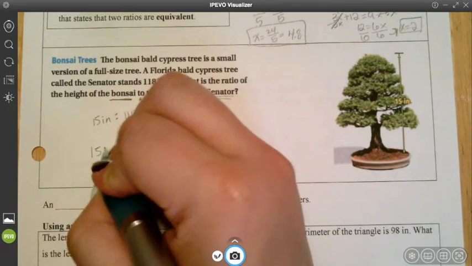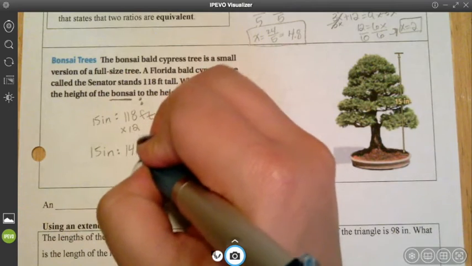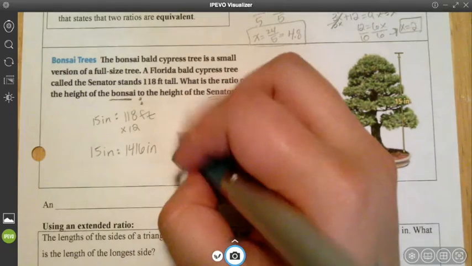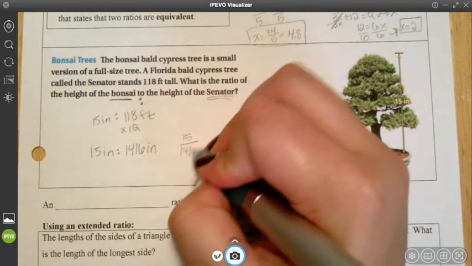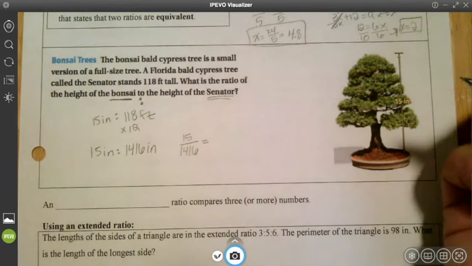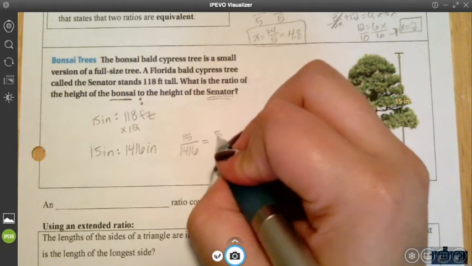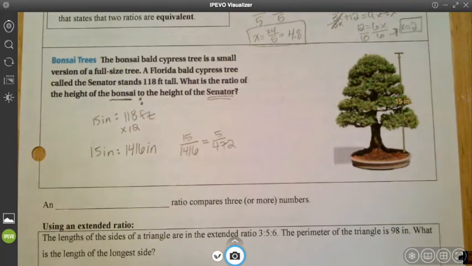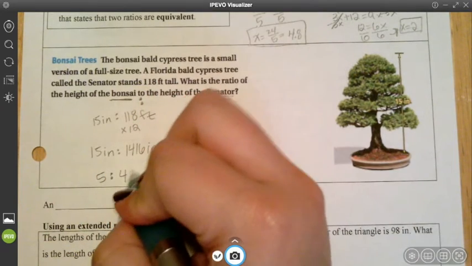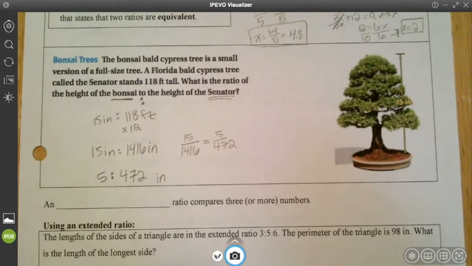And so we get 15 inches to 118 times 12, which is 1,416 inches. Then we want to see if we can simplify it. Remember, another way to write this ratio is as a fraction, 15 over 1,416. We can simplify that either by dividing by any common factors, or we can do it in the calculator. We will find that this simplifies to 5 over 472. To write it back in ratio form, we would do 5 to 472 inches, because now both units are in inches.